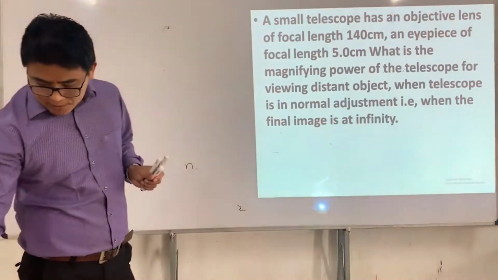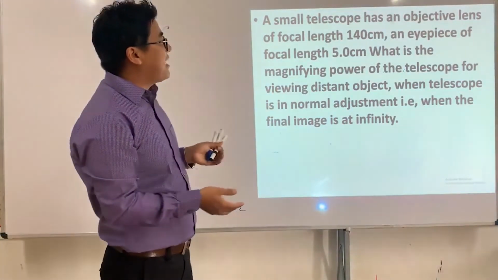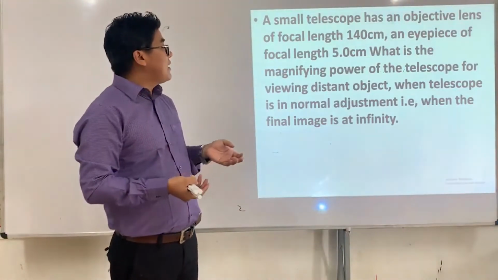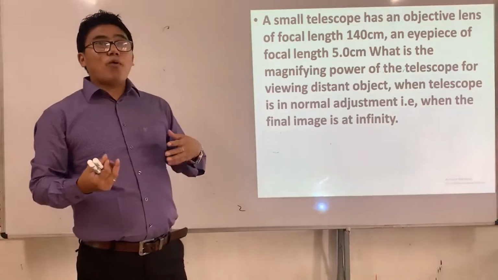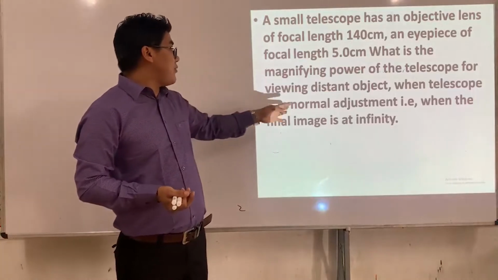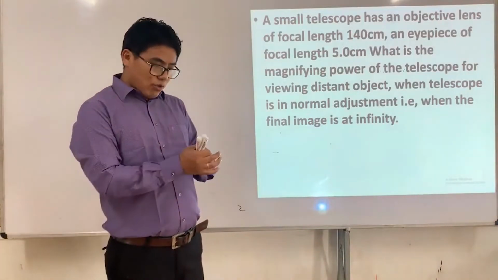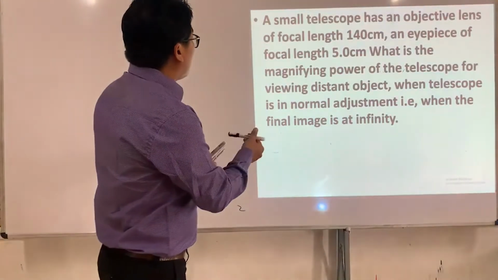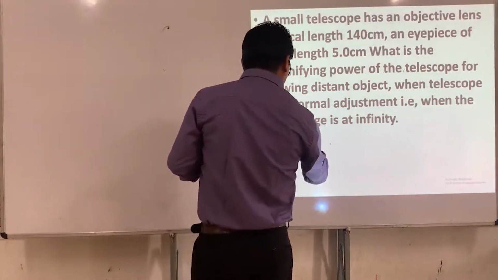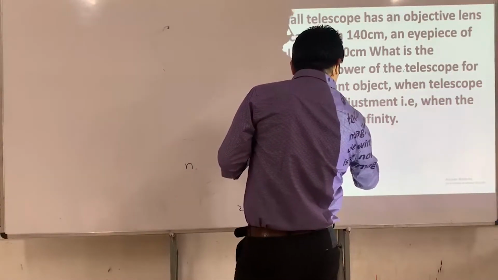This talks about a telescope. The problem is very simple, but the question looks a little lengthy. It says that I have an objective lens. Normally the objective lens should have a longer focal length than the eyepiece, and it is normally used to see a far distant object. That is the job of a telescope. And you are going to keep the image at a far point. So the focal length of the objective is going to be 140, which is given, and then the eyepiece.